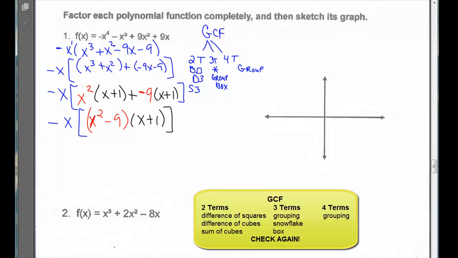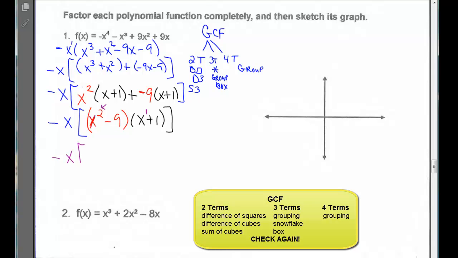Again, I have to continually check to see if I'm finished. Now because this second factor inside the brackets has a degree of 1, it is complete. But I have to check this degree of 2. So I ask myself, how many terms is it? Obviously, we've already taken out the GCF. This has 2 terms in it, so I'm going to check to see if it's a difference of squares, difference of cubes, or sum of cubes. Well, obviously, it's not difference of cubes or sum of cubes. It's a difference of squares.